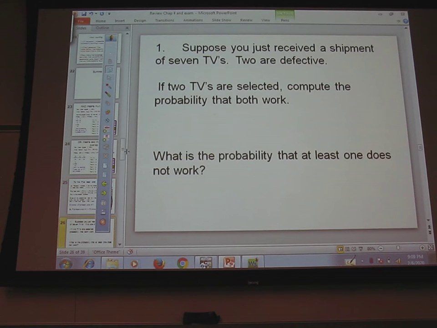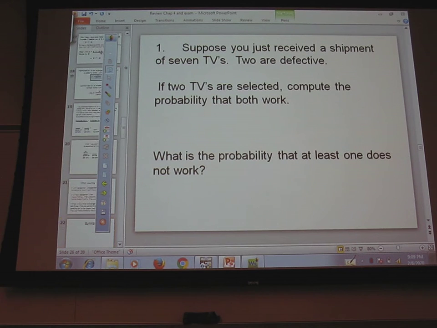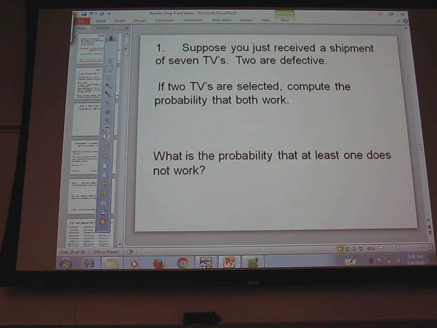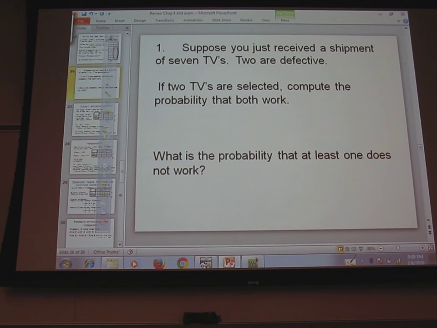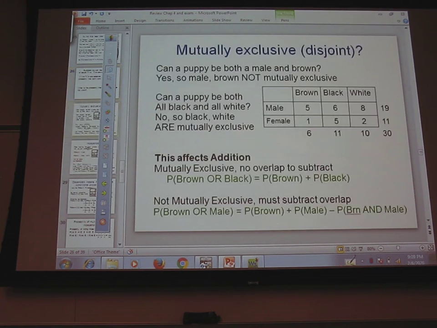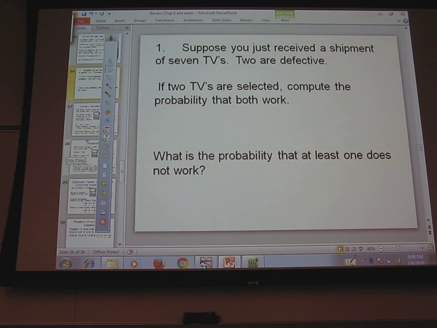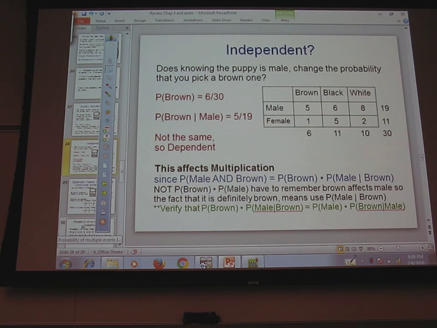Okay, I do want to talk about dependent and, did I not say that anywhere in here? Oh, yeah, it is in here. Okay. Independent.